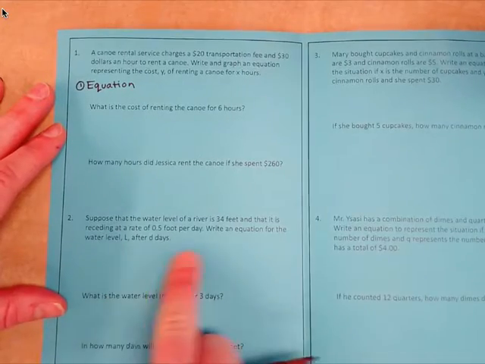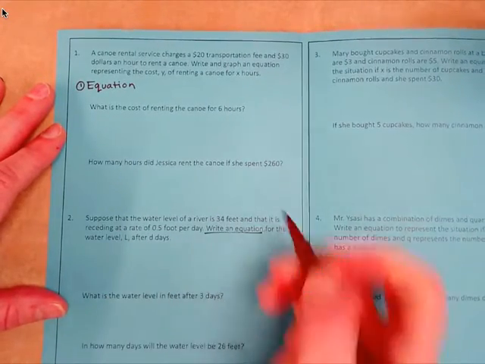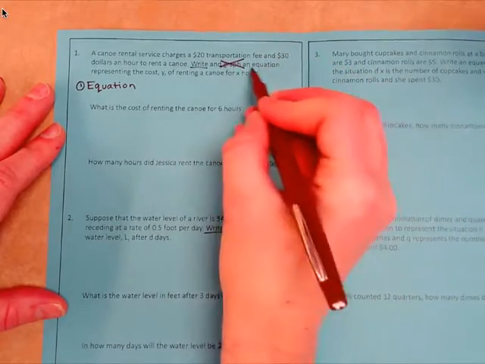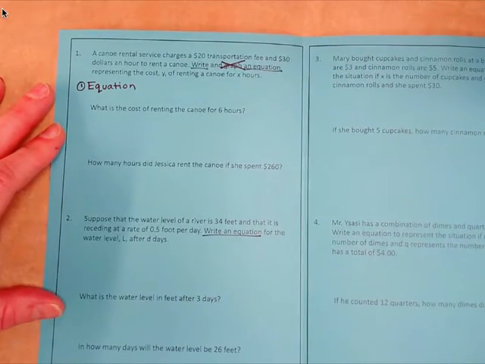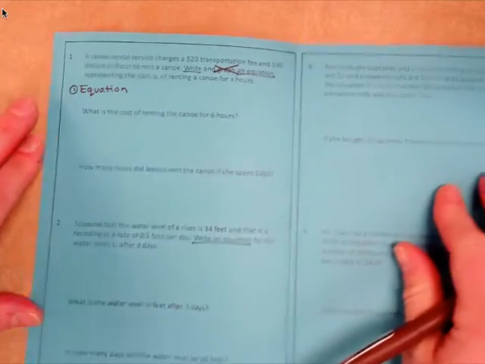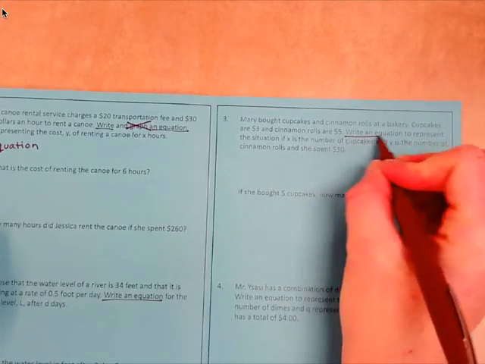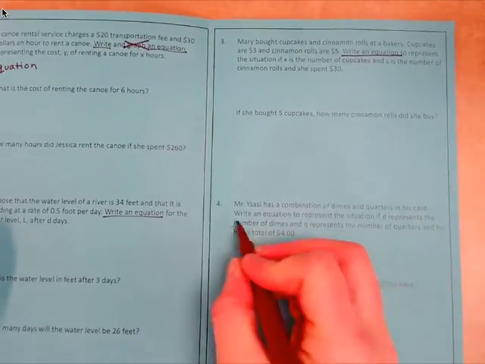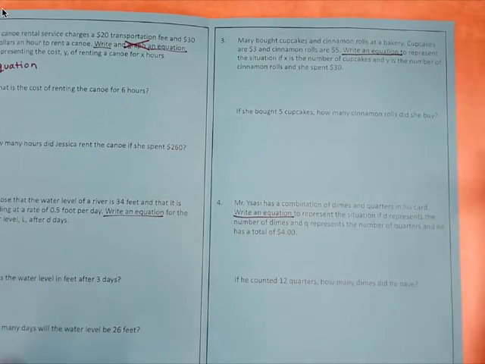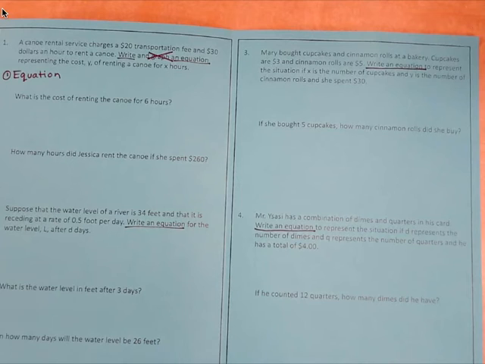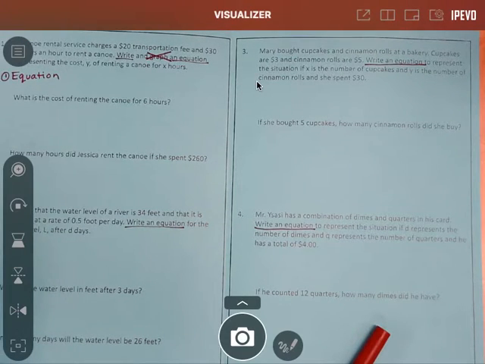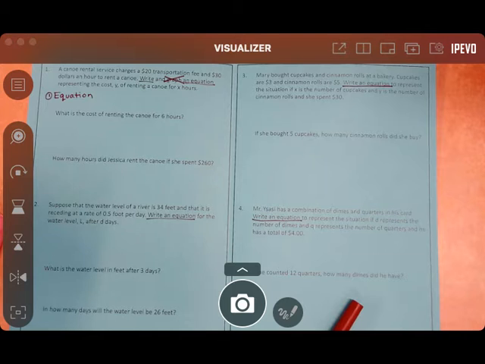Same thing here. Write an equation. This says write and graph. We're not graphing. Just write an equation. This one says write an equation. This one down here says write an equation. So I'm going to give you time to work with your table groups on this. So pause the video if you're at home.